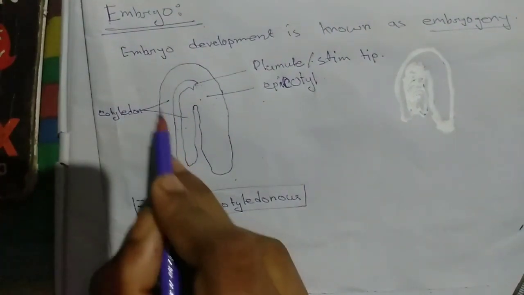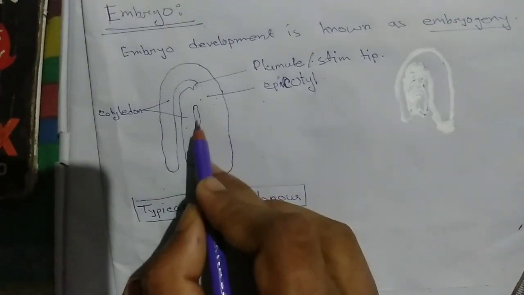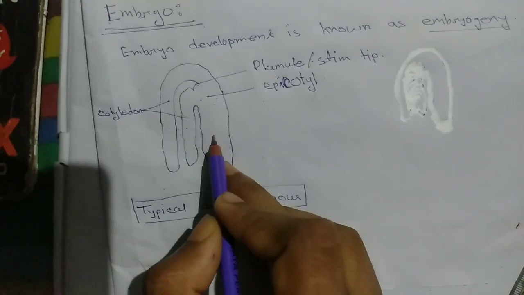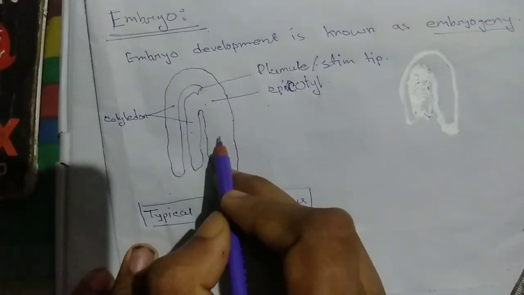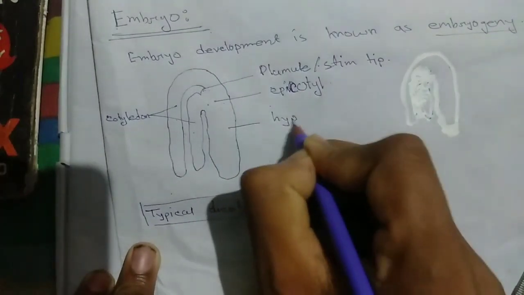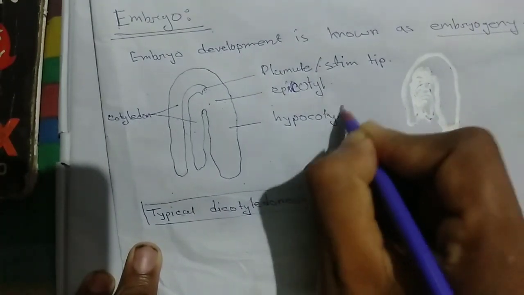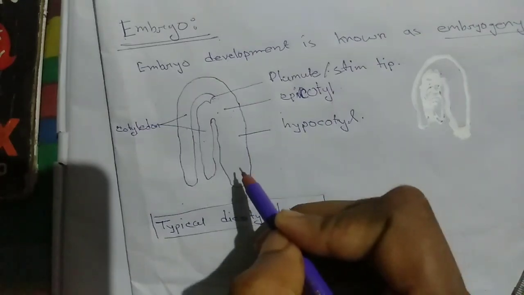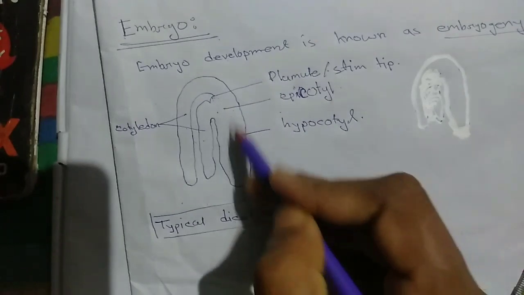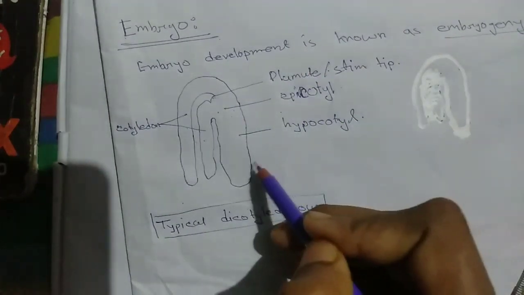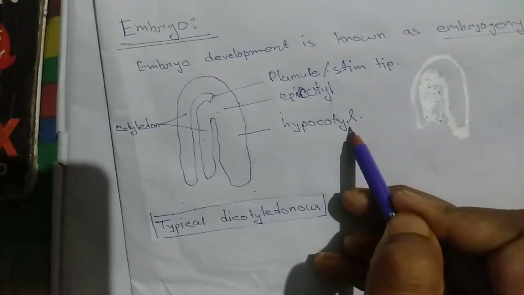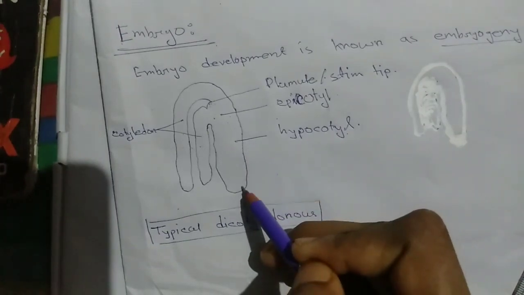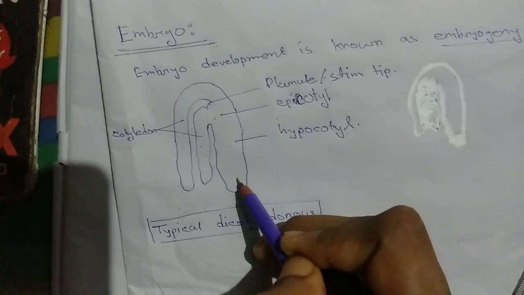I have told you about these two cotyledons, and here we can find a cylindrical part, which is known as the hypocotyl. The upper end of the axis is the plumule or stem tip, and the lower part, this whole part, is known as the hypocotyl. The hypocotyl's lower end is known as the radicle.